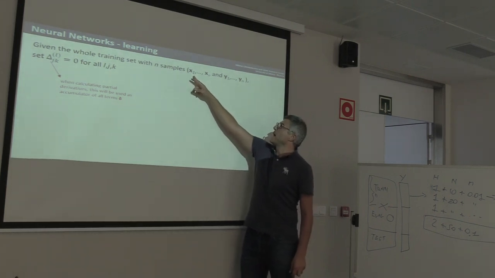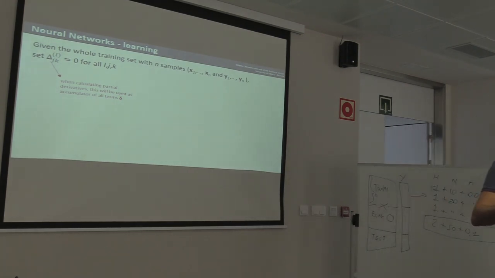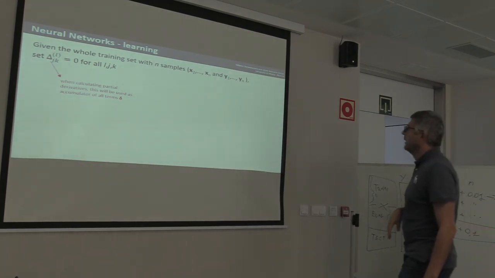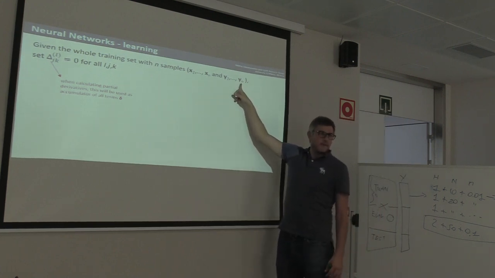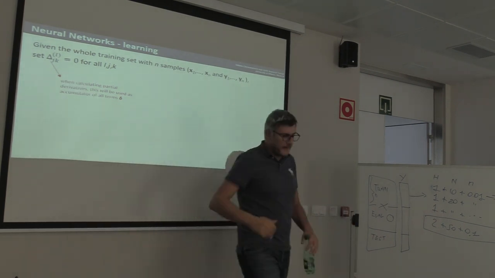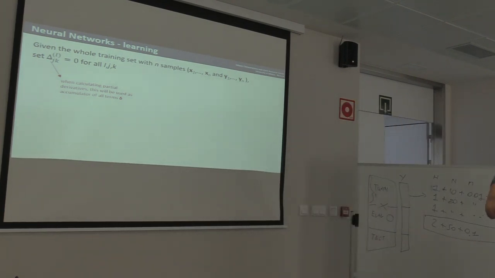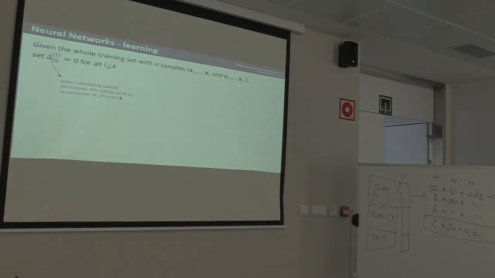So for each sample we have, of course, a vector holding the variables we have in the data set. And of course, for each sample we also have the labels of the classes. Then, at the beginning we said, we have now to learn how to update the weights, not for one single sample, but for all the samples. So, we set to 0 this delta term.